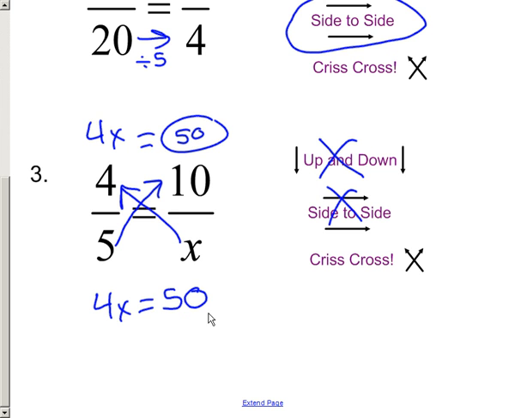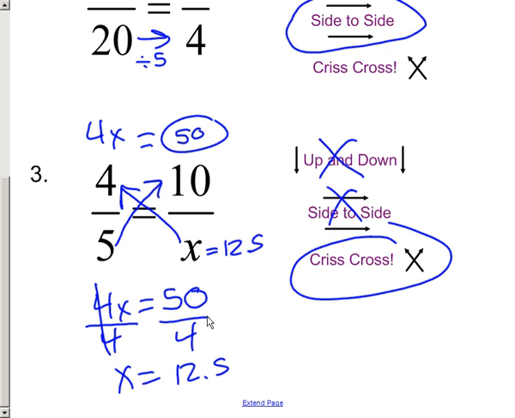4x equals 50. We know how to solve that. The opposite of x times 4 is to divide by 4. Keep the balance and divide the other side by 4 also. Over here we get x is equal to 50 divided by 4. You may use a calculator for that. And you will get an answer of 12.5. It is okay to have a decimal as an answer. Okay, so in this situation, our crisscross was the best way to go.